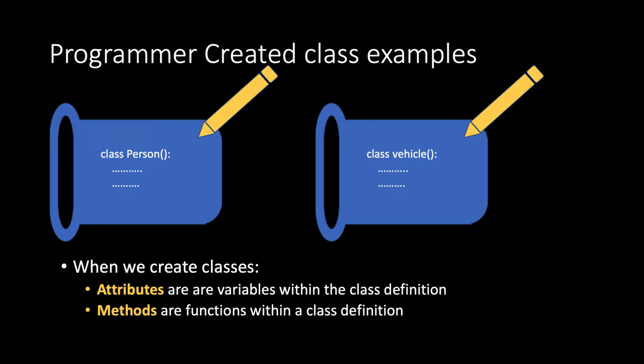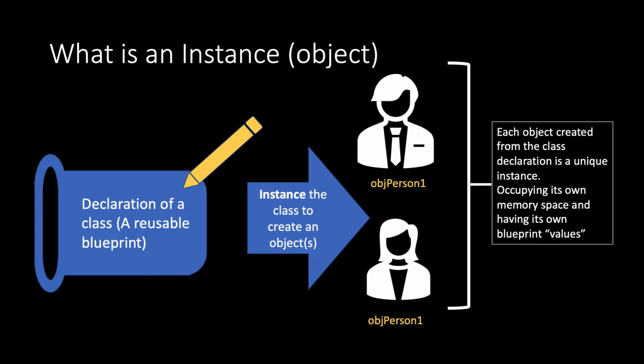So in the slide showing right now, we've declared a class person and a class vehicle. And within each class, they have their own attributes, which are variables within the class definition, and they also have their own methods, which are basically functions within a class definition. So how we use objects and classes is, we define a class, we declare it, and we provide attributes and methods. And then to actually use a class, we create objects.